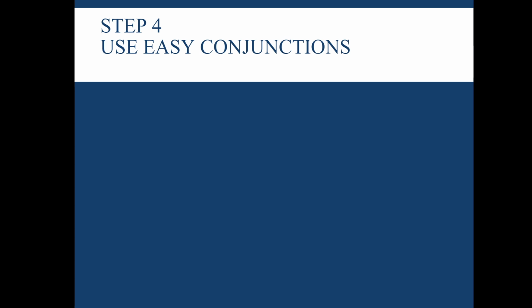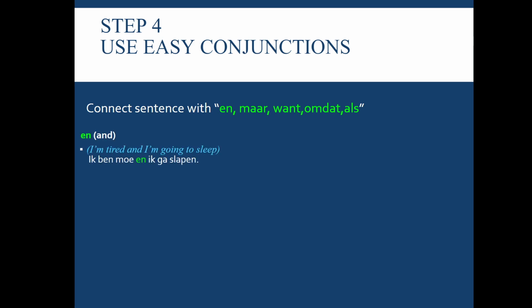Now let's connect sentences using small words like en, maar, want, omdat, and als. Here are a few examples. I'm tired and I'm going to sleep. Ik ben moe en ik ga slapen. I want pizza, but I have no money. Ik wil pizza, maar ik heb geen geld.